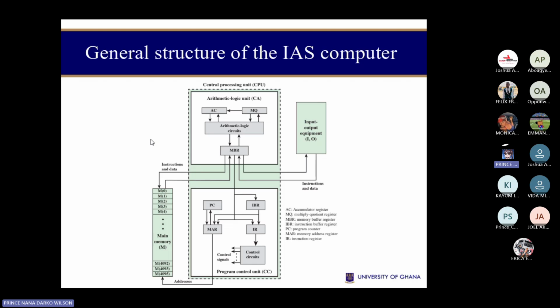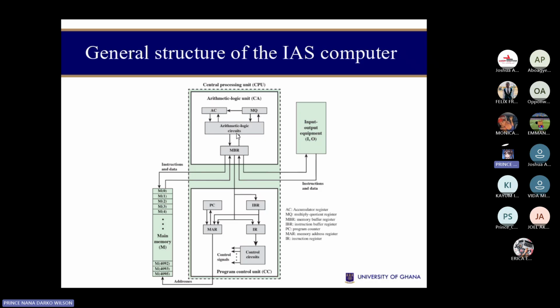General structure of the IAS computer. So let's look at it closely. So the central processing unit right here. Inside of it, we have the arithmetic logic unit, and then it has the accumulator, and then it has the multiplication quotient. So if you hear terms like multiplication quotient, you know we are doing addition, subtraction, right? So that's also a register.